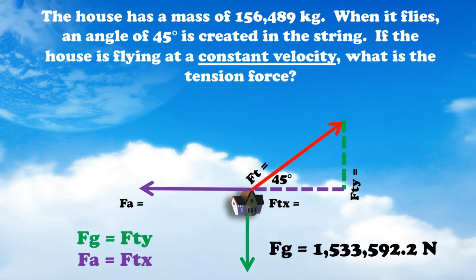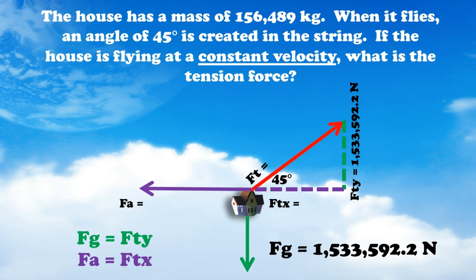Fg equals Fty. Because Fg goes down, it's going to balance up. Fa equals Ftx. Ftx balances Fa. They are opposing forces. Since there's only one force going down and one force going up, if Fg is 1,533,592.2 newtons, so is the y component of the tension force.